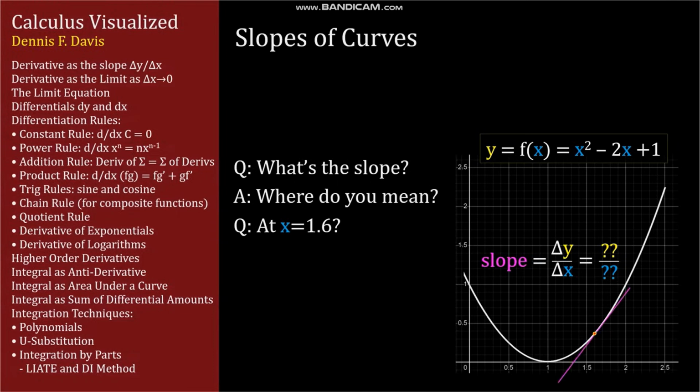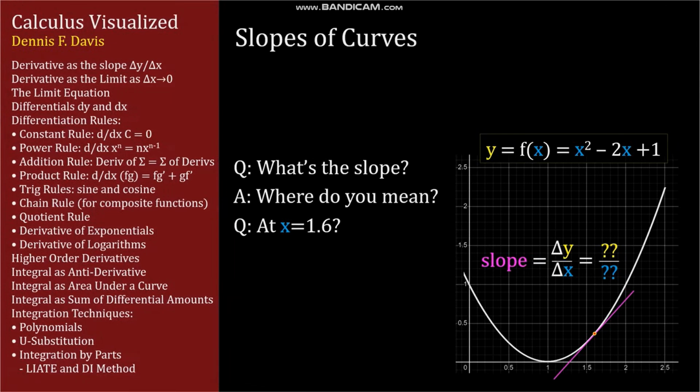We could draw our best attempt at a line tangent to the curve at x equals 1.6, then measure the slope. It won't be very accurate. It's not always easy to draw an accurate tangent line, but without calculus, that might be an option. But let me show another way.